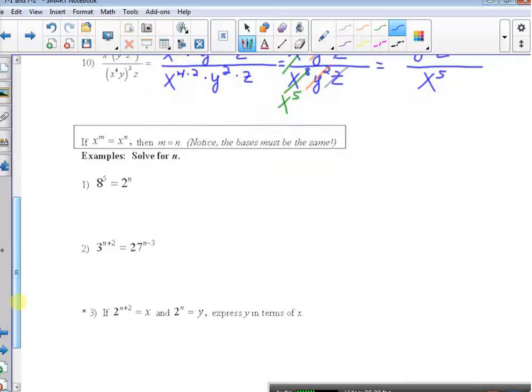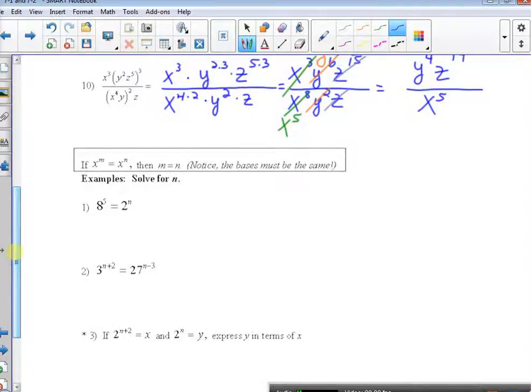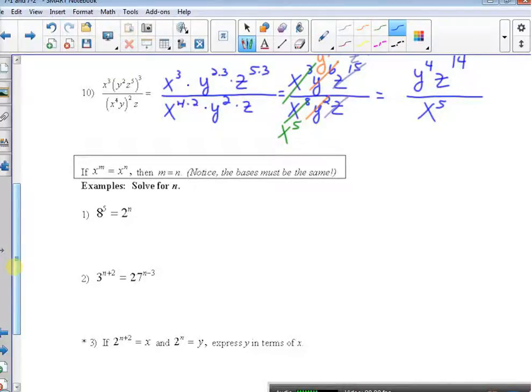Okay, to finish up the bottom of these notes, if x to the m equals x to the n, then m equals n. So, you know, if you have 2 to the n equals 2 to the 7th, what would n have to be for that to be true? Well, it'd have to be 7. So, if you can get the bases the same, then you should be able to set the exponents equal.